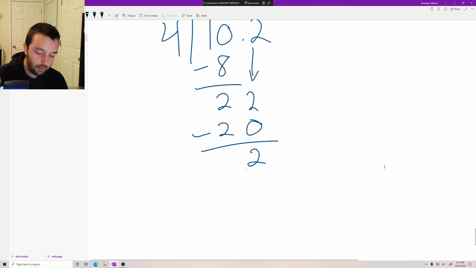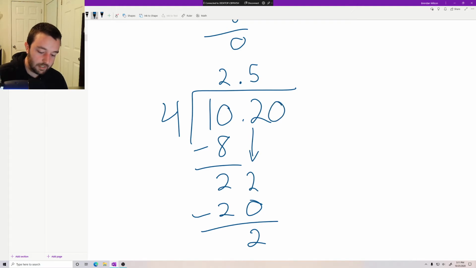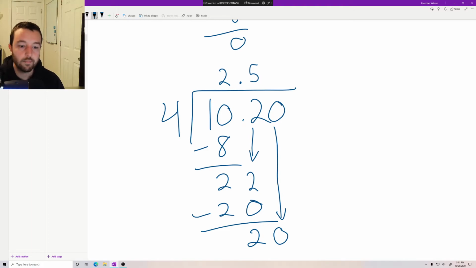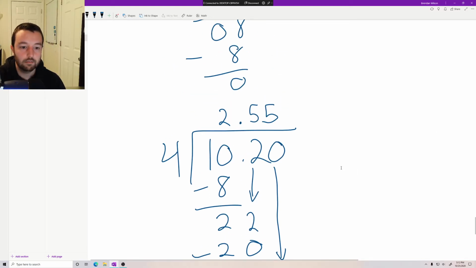Now we are out of digits. We don't want to mix decimals and mix numbers or write a remainder here. We always want to keep this going so we have a decimal answer. So we'll add a 0 onto the end until we end up getting a 0 remainder or it starts repeating. So 4 goes into 20 5 times. And then we're done because that goes in evenly. So 10.2 divided by 4 ends up being 2.55.